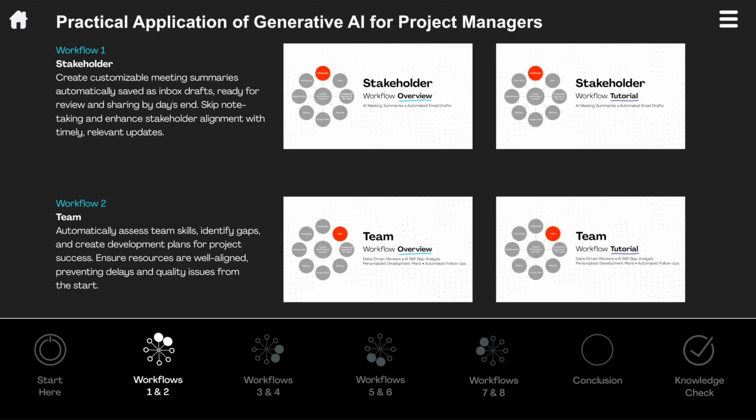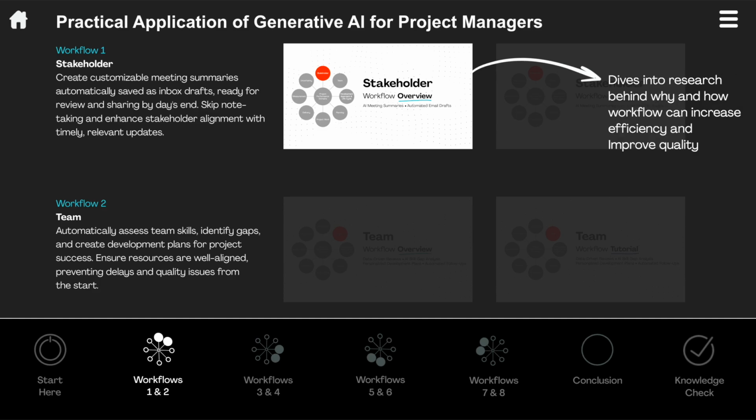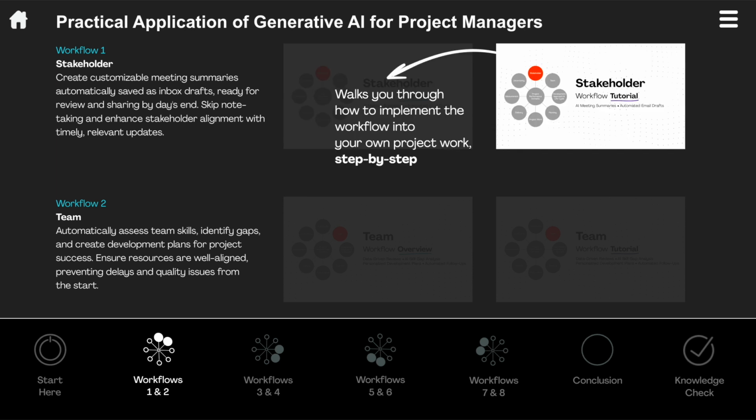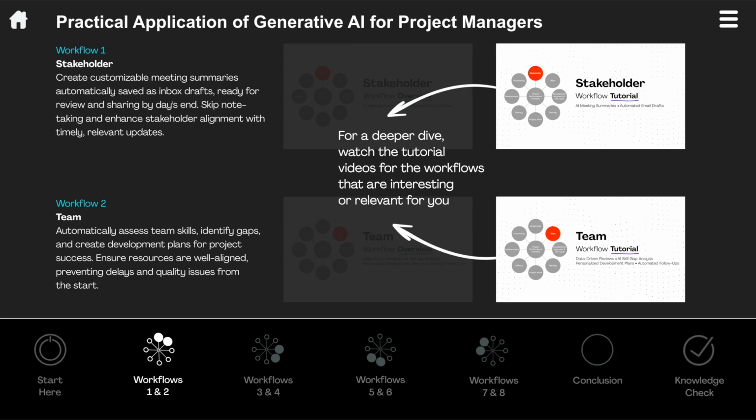Each workflow has both an overview video and a tutorial video. The overview video explains the issue a project manager might face within that domain, how that workflow can help the project manager with that issue, and dives into the research behind why and how the workflow can increase efficiency and improve quality. It then shows a high-level overview of what the workflow entails. The tutorial video walks you through how to implement the workflow into your own project work, step by step. The core content is covered in the 8 overview videos, totaling about 45 minutes in length. For a deeper dive, we encourage you to watch the tutorial videos for the workflows that are interesting or relevant for you. Let's take a quick look at what's coming up.